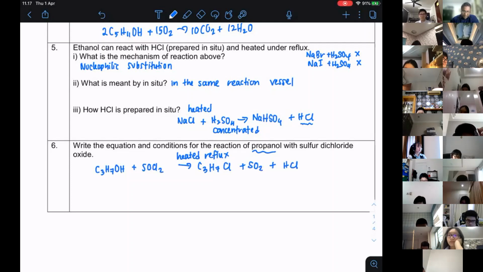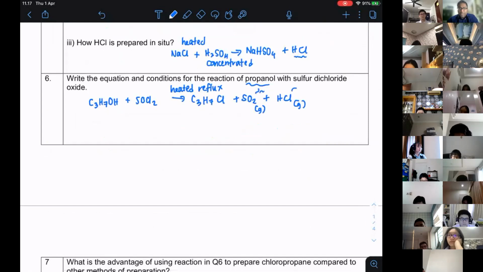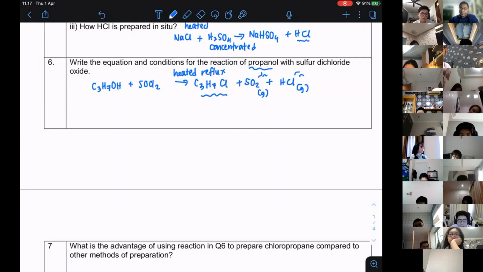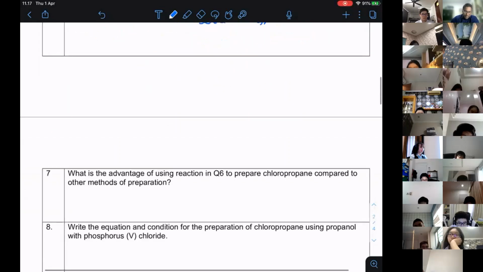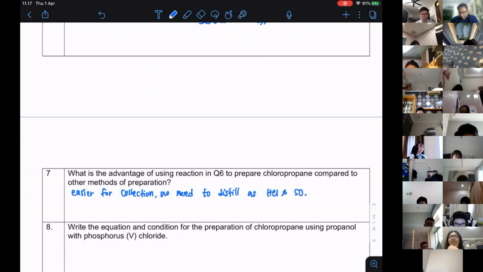Okay, so what happens if they ask you what is the advantage of using the reaction in question 6? These two gases will evaporate. They will just go out to the environment, leaving just the chloropropane over here, which we want. We do not need to struggle to distill them to separate from another compound. So the advantage is easier collection, because there is no need to distill, as HCl and SO2 are gases, and they will be removed from the vessel.